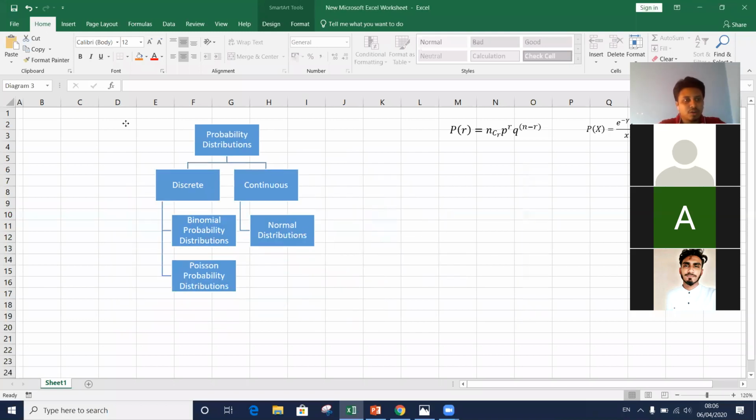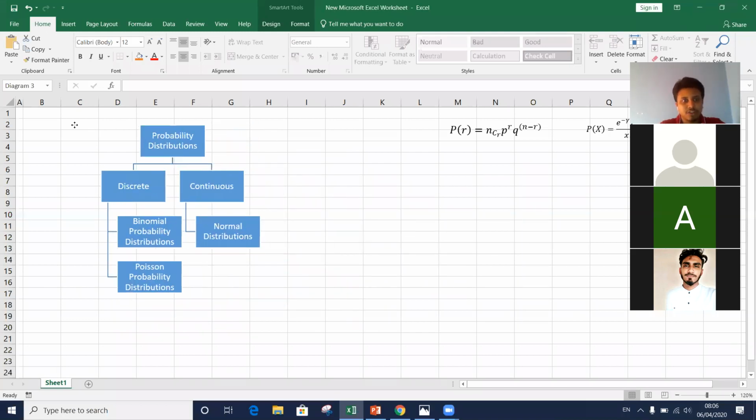Right. So how have we identified a probability distribution? Can you remember? Before discussing these binomial probability distributions, how have we identified the probability distribution?